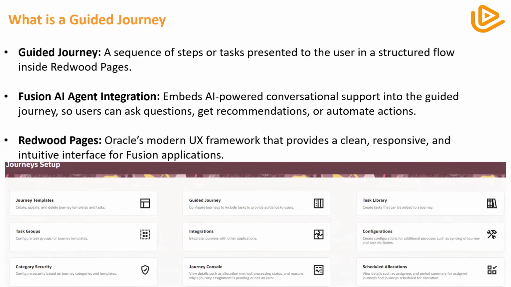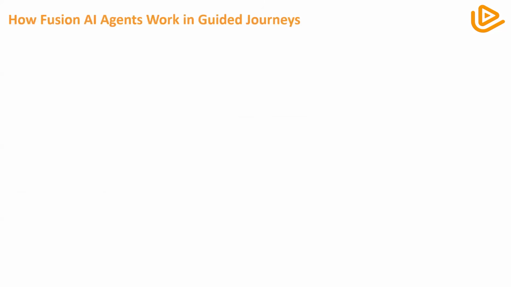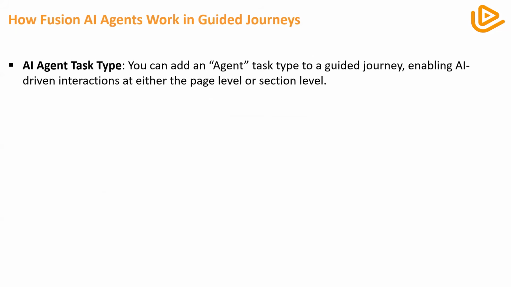So this is how the guided journey looks. You go to My Client Groups in the Fusion. I will show you how to go to the guided journey later in this video. How does a Fusion AI agent work in a guided journey? First, we need the AI agent task type. You can add an agent task type to your guided journey. I will show you in the video how to create a task type. This helps drive the interactions using the AI agent on the guided journey. It can be done at the page level or at the section level, depending upon your requirement.